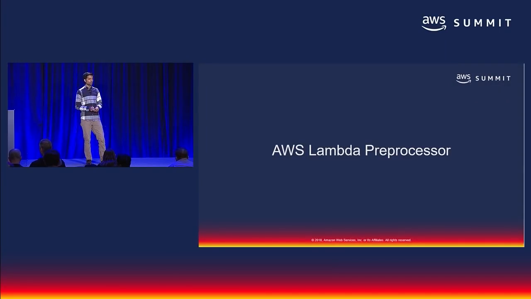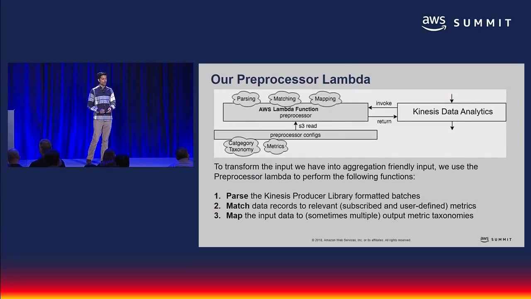The key component to make that happen is the preprocessor, the Lambda preprocessor. Here's a diagram of what our preprocessor Lambda does. We could do whatever we want in this Lambda. In our case, we take that raw input stream and transform it to be an aggregation-friendly input for Kinesis Data Analytics. That is done through three functions. First, because we retrieve data from the Kinesis streams, we're getting the data in the Kinesis Producer Library formatted data, which the Kinesis Data Analytics at that time didn't understand.